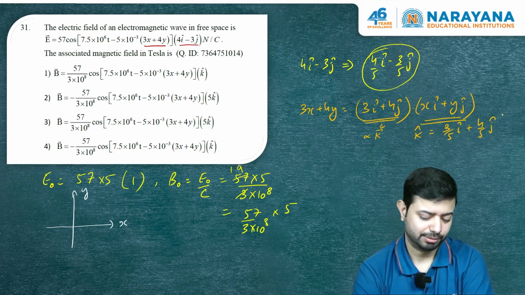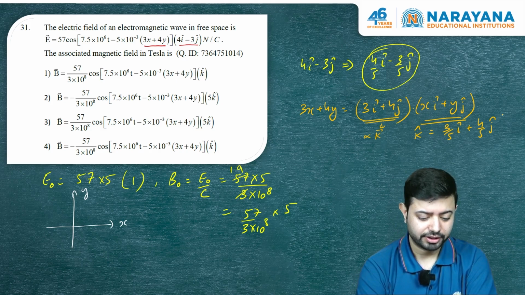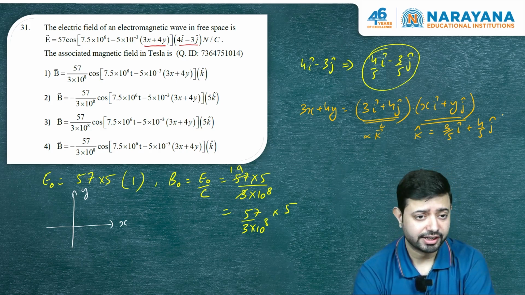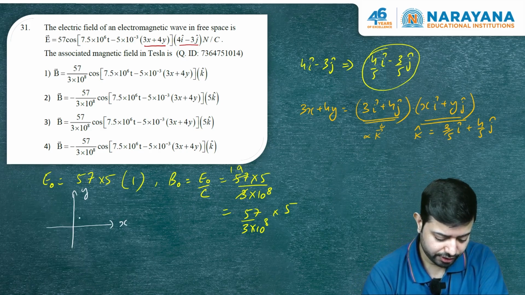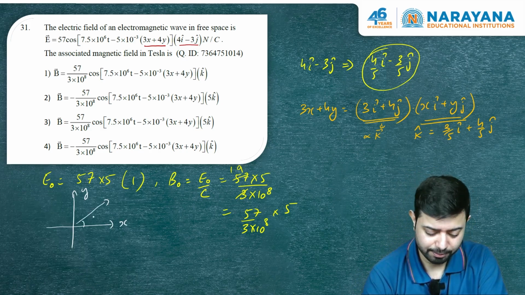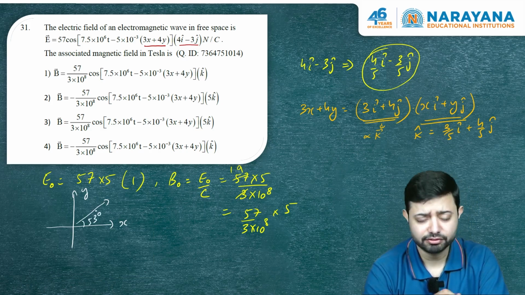Now if you know this propagation direction, you can find the angle also. What is the angle of this propagation? 3 i cap plus 4 j cap is in the first quadrant. So where is the ray of light going? It is going in this direction. At what angle? 3 i cap plus 4 j cap represents 53 degrees.